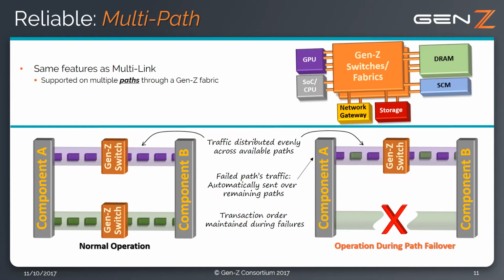Once the bottom switch is restored, the Gen Z hardware automatically rebalances the traffic across all paths. This is a standard feature for Gen Z, and so this capability is universal for different component types like CPUs, memory, storage, and accelerators, etc. Again, a key attribute is that this feature operates over unmodified operating systems with no additional software required.